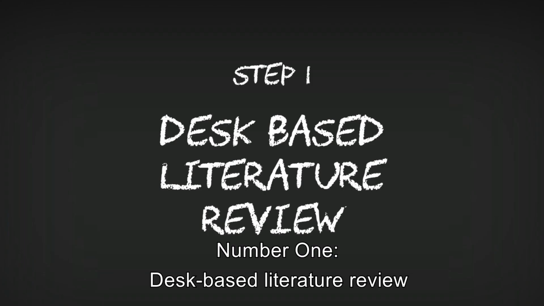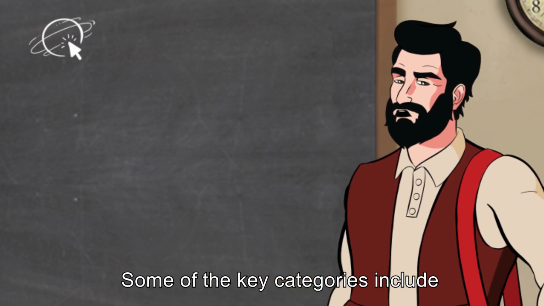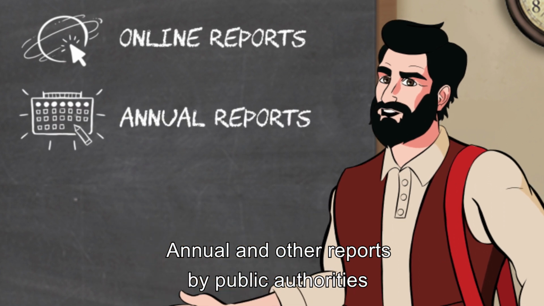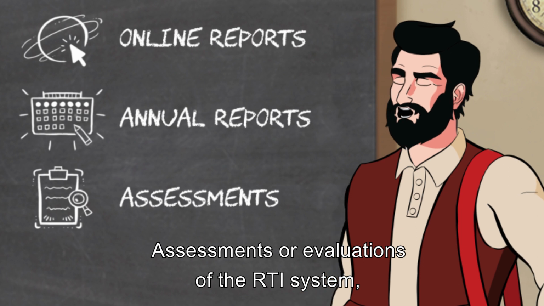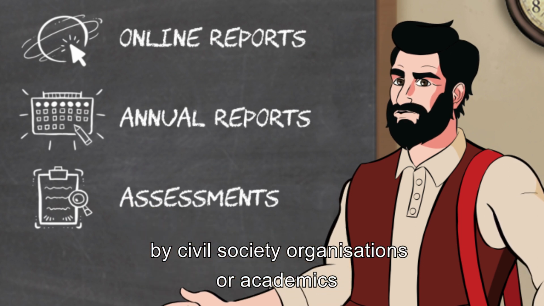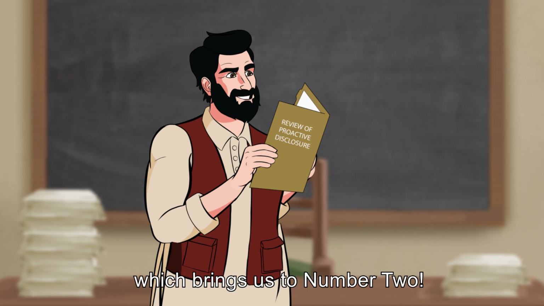Number 1, desk-based literature review. Some of the key categories include online reports, annual and other reports by public authorities and oversight bodies, assessments or evaluations of the RTI system, for example, by civil society organizations or academics. But this is not enough, which brings us to number 2, review of proactive disclosure.